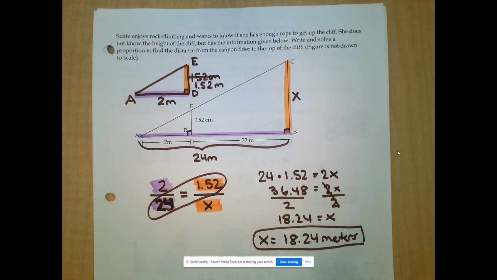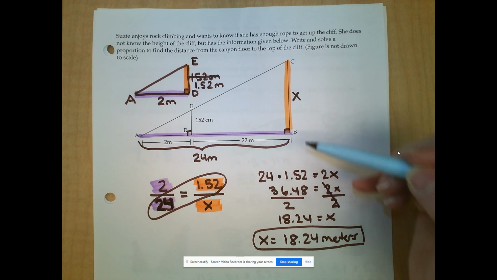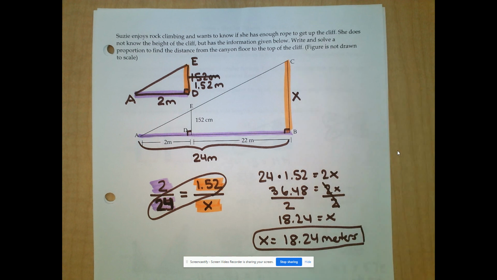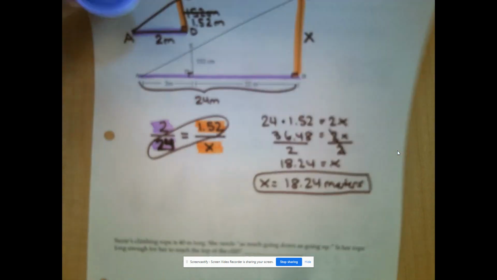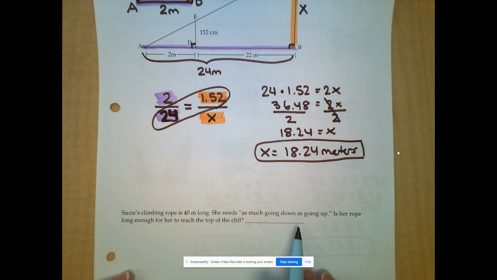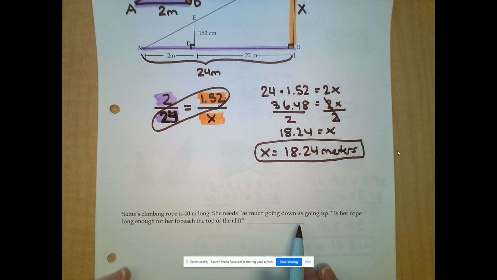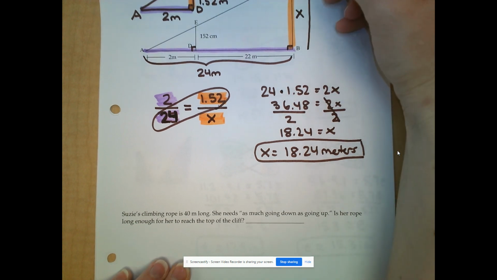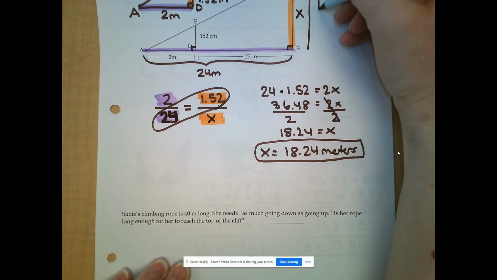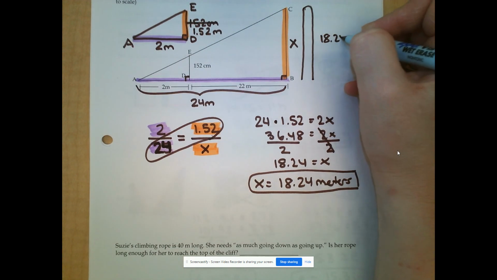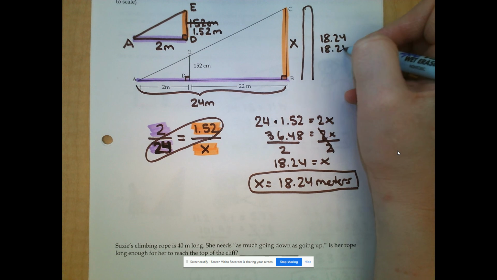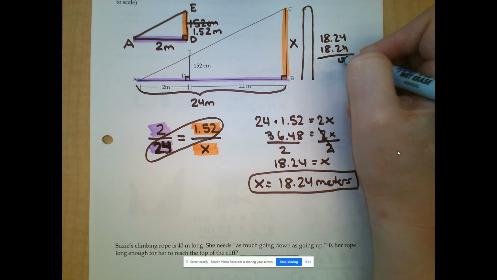Now, if I go back to the original question, we were looking for the height of the cliff from the canyon floor to the top of the cliff. Susie's climbing rope is 40 meters long. She needs as much going down as going up. Is her rope long enough? So in order to go up, she needs 18.24, and then she needs another 18.24 coming down. So I'm going to need 18.24 going up, 18.24 coming down.